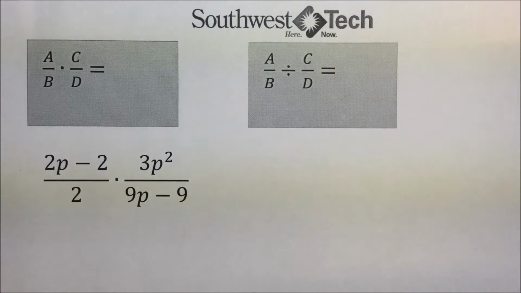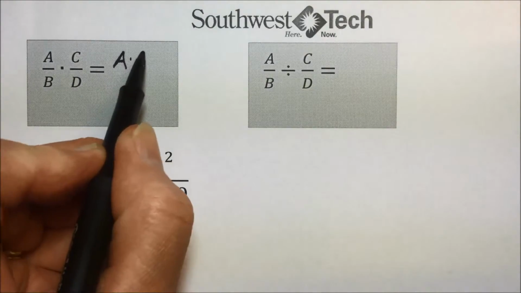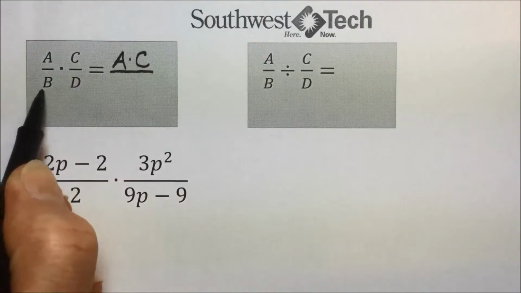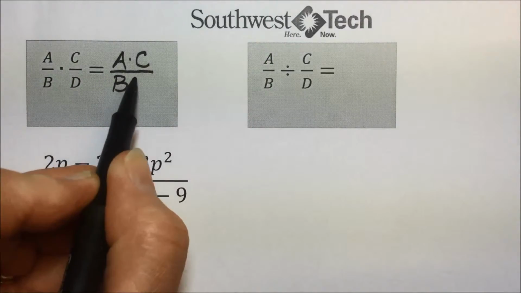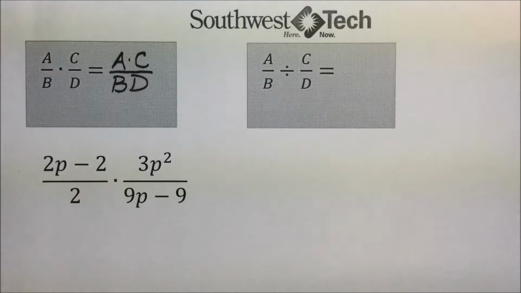Section 6.1, multiplying and dividing rational expressions. Products of rational expressions are found by multiplying the numerators together, so a times c, and multiplying the denominators. And this should look very similar to how we multiply fractions together.